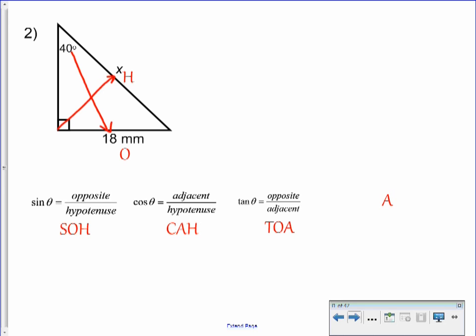So which of our trig ratios uses an O and an H? Our sine. So we're using our SOH. Our reference angle is 40, so we're going to look for the sine of 40. We want the opposite over the hypotenuse, and our hypotenuse is x in this case. Questions about the equation?